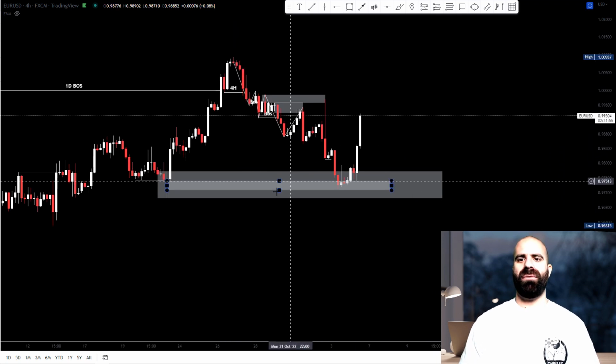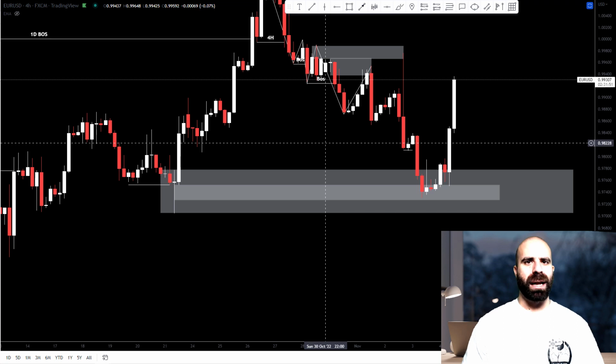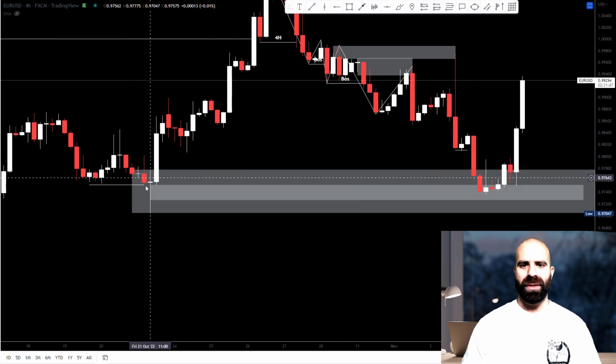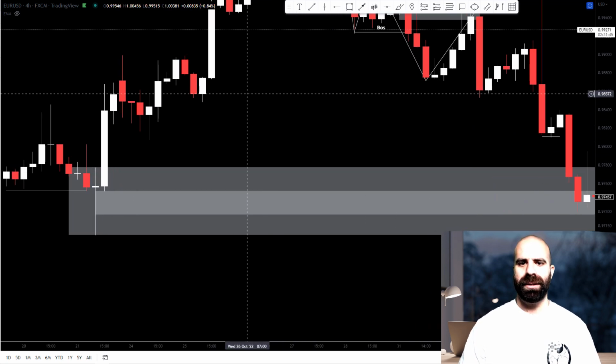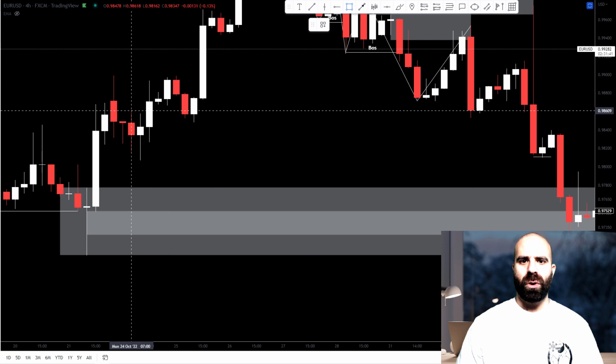It is though a valid order block. So let's go and check out more examples in this whole up move. This was one order block right here, the one that we have highlighted. What is another order block?